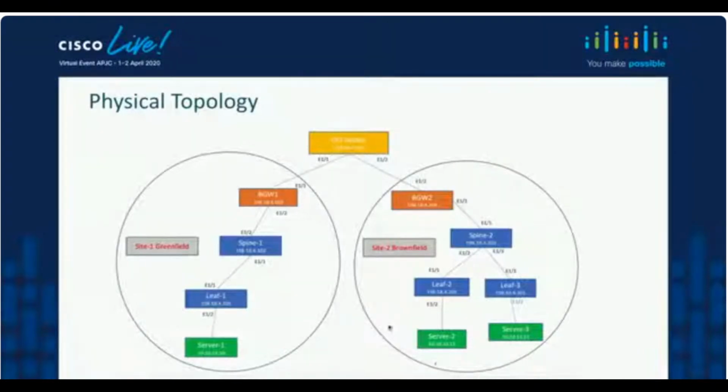So site number 1 is going to be a greenfield site where we have a leaf, spine, border gateway. Site number 2 is going to be a brownfield site with again 2 leaf switches, 1 spine, 1 border gateway. So that way we will cover creating the fabrics using our easy fabric templates. We'll cover greenfield and brownfield.